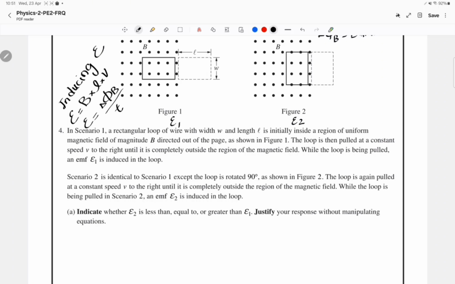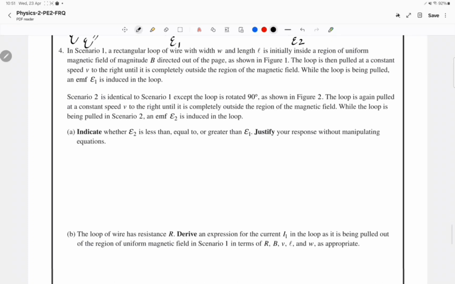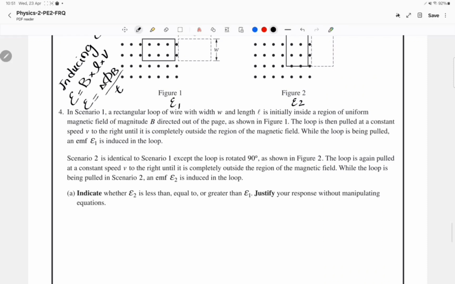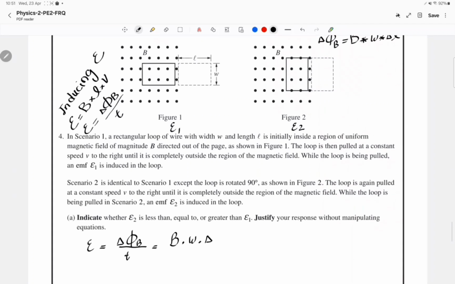So let's just invoke the EMF equation in our answer. So EMF is equal to change in the flux over time. And like we said before, change in flux means B times the width and delta, whatever is changing, so the length basically, over the time.